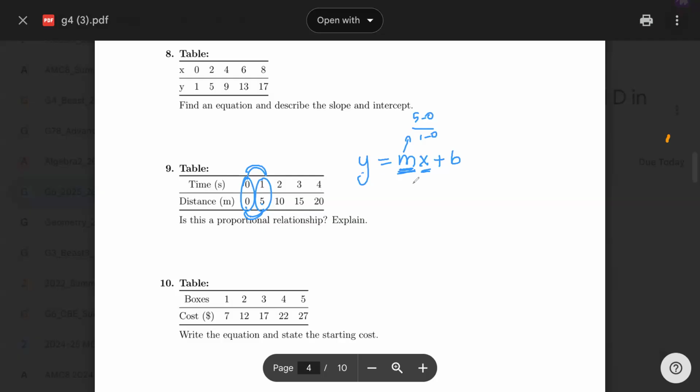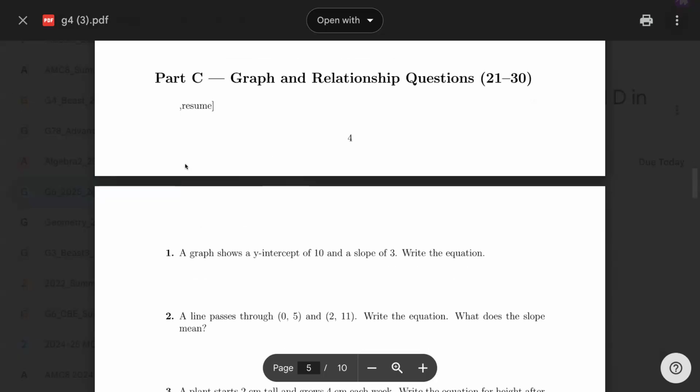5 over 5. Then 5x plus what? What does the y-intercept mean? When the x value is 0, what is the y value? 0. So the equation for this is just a multiplicative relationship, so it is proportional. Make sense? These are things that you can learn here and use wisely.